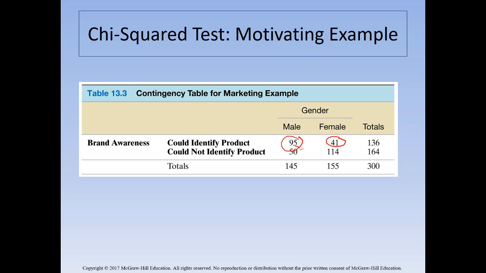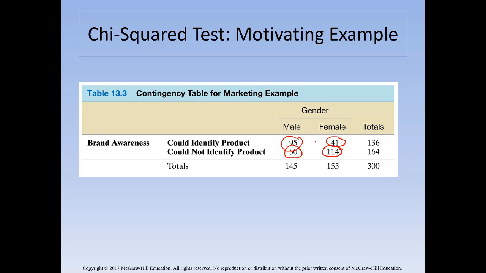But when it comes to could not identify, then it's the other way round. So this is not even. If we expected these things to be independent, we'd expect these ratios to be pretty much the same. We could do the same going down. If we look at males, could identify to could not identify is about 2 to 1, 95 to 50. But for females, there are almost 3 times as many who could not identify as could identify.